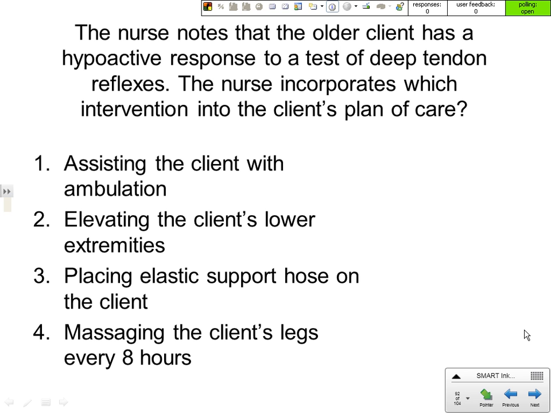There's a reason why it's not on the test. The nurse notes that the older client has a hypoactive response to a test of deep tendon reflexes. The nurse incorporates which intervention into the plan of care? Assist with ambulation, elevate the lower extremities, elastic support hose, massaging the legs every 8 hours.